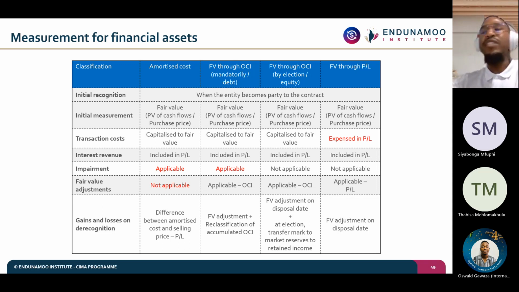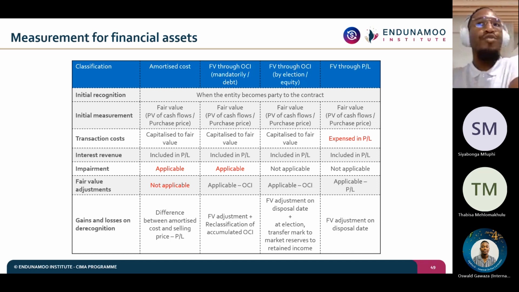And on the disposal date, you would have to adjust the fair value and have your mark-to-market reserve. And at the end, when you sell these equity instruments, you could then recycle your mark-to-market reserve to retained income, or just keep it as is. And you'll see what we're talking about later on when we talk about a mark-to-market reserve in an example.